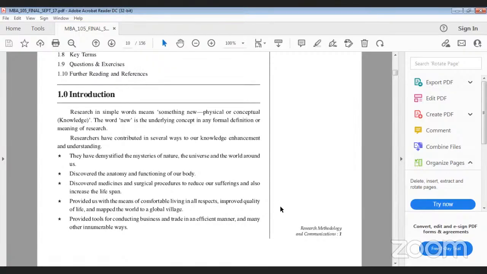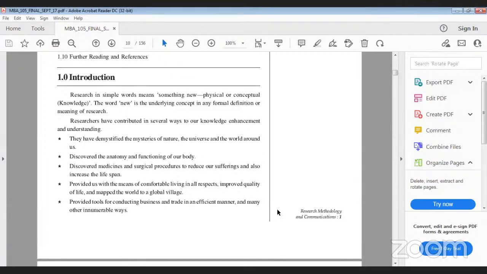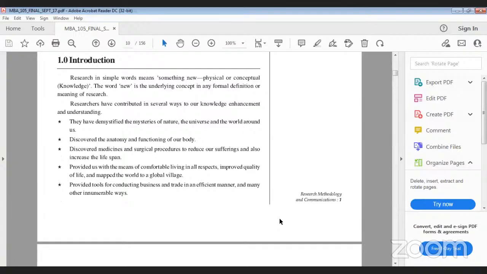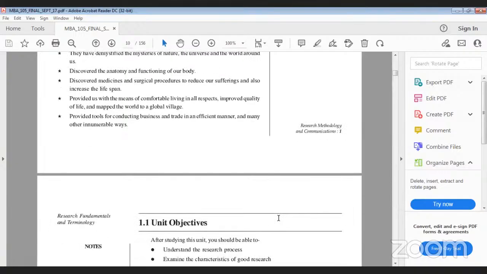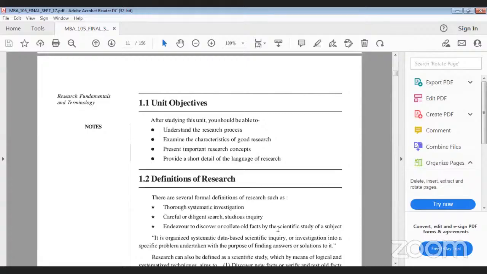Provide us with the means of comfortable living in all respects, improve quality of life and map the world into a global village. Provide tools for conducting business and trade in an efficient manner and in many other innumerable ways.